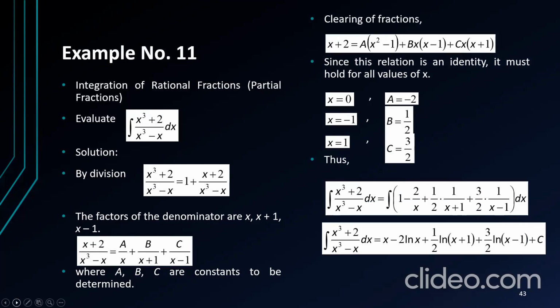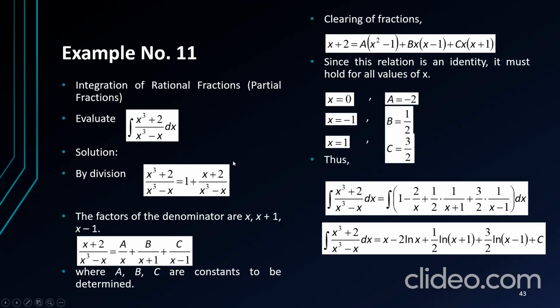Evaluate the integral of x cubed plus 2 over x cubed minus x times dx. Solution: by division, to get the partial fraction, this is it. x cubed plus 2 over x cubed minus x is equal to 1 plus x plus 2 over x cubed minus x. So what you do for the partial fraction is this, because it can still be divided, right? So it is not yet a fraction. A fraction is less than 1.